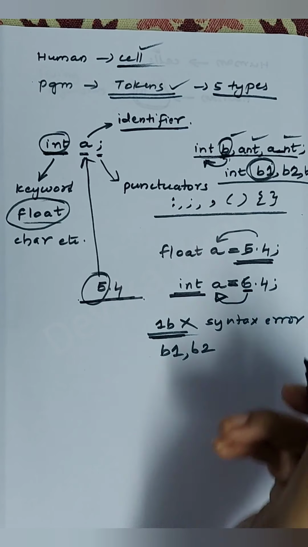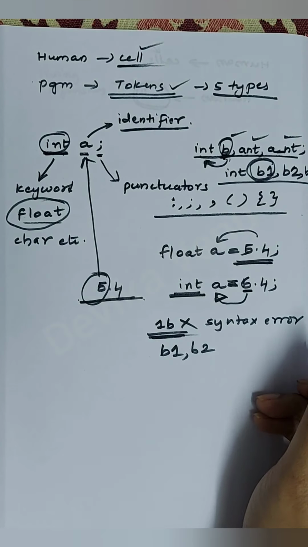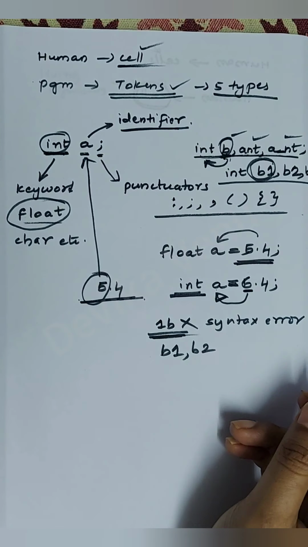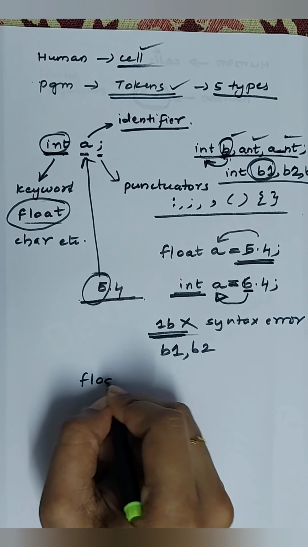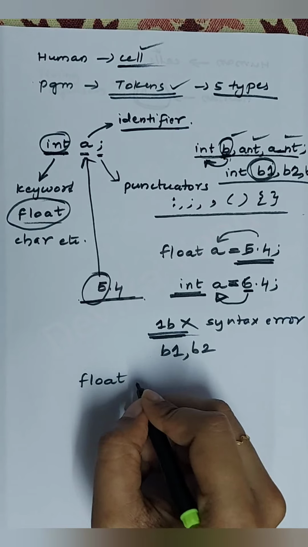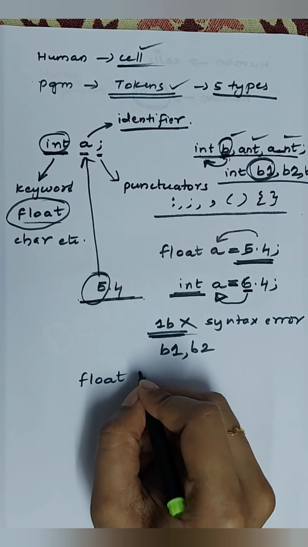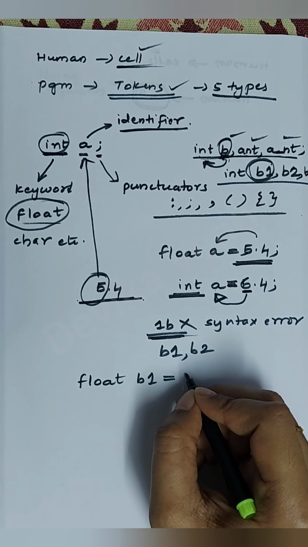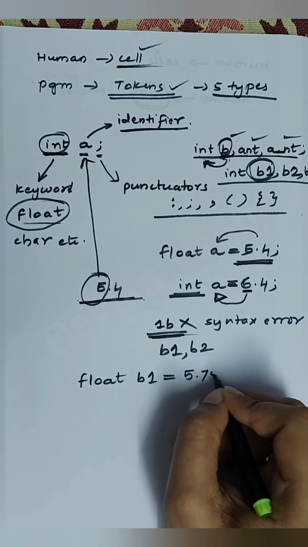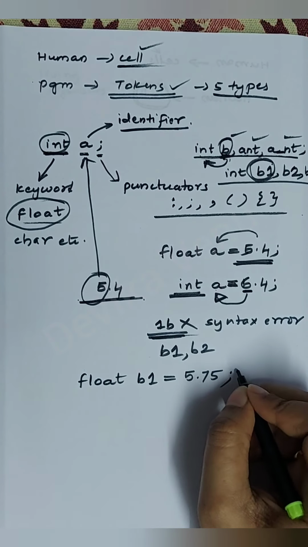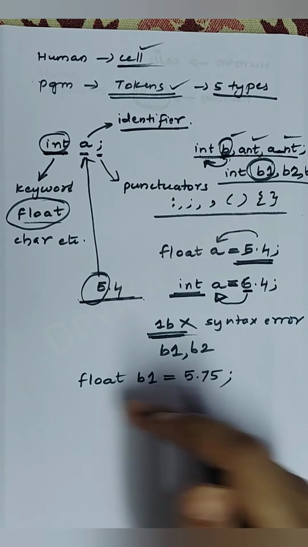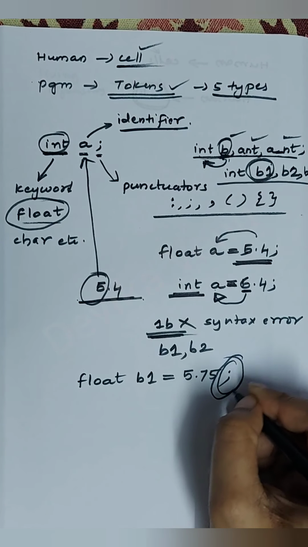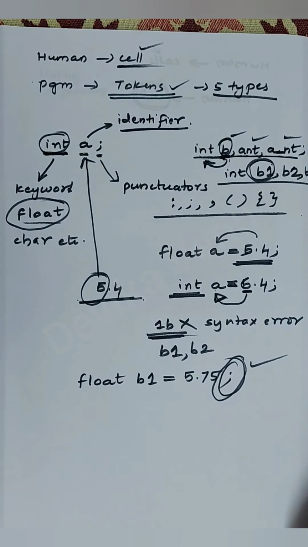Okay, and a very important thing while writing a program is every statement, every line should end with a semicolon. So float, see, this is one line. I have already told you this is one line of a program. So float b1 is equal to, I have written maybe, 5.75, semicolon. So every statement you write, any line in a C++ program, should end with a semicolon. It is very important.